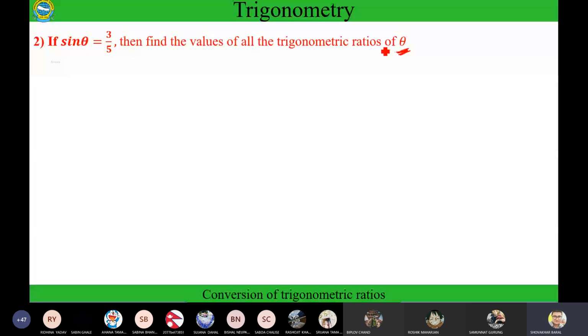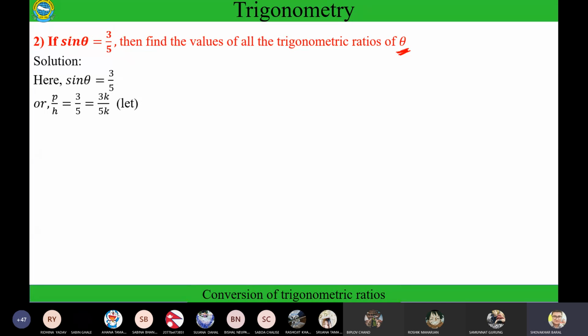Okay, so let's continue. We will use the same approach to solve this one. Here sin theta is equal to 3 upon 5. We know the value of sin theta in terms of P by H, that is P by H is equal to 3 by 5, which is equal to 3k by 5k.